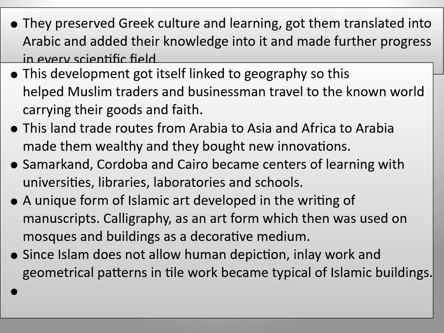Samarkand, Cordoba and Cairo became centers of learning with universities, libraries, laboratories and schools. A unique form of Islamic art developed in the writing of manuscripts. A manuscript is a piece of paper on which you write different scripts, languages and fonts. Calligraphy as an art form was then used in mosques and buildings as a decorative medium. Since Islam does not allow human depiction, it is not allowed for us to make human sketches, so inlay work and geometrical patterns in tile work became typical of Islamic buildings.